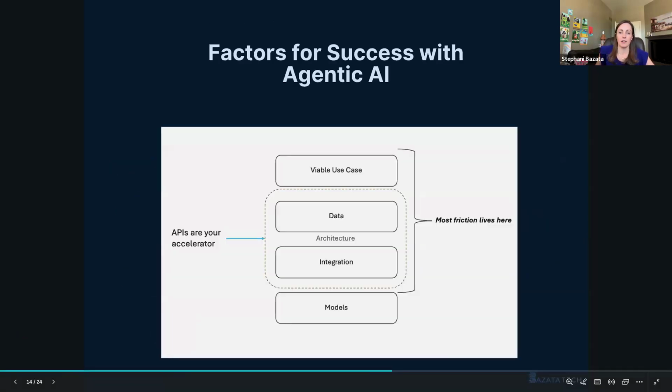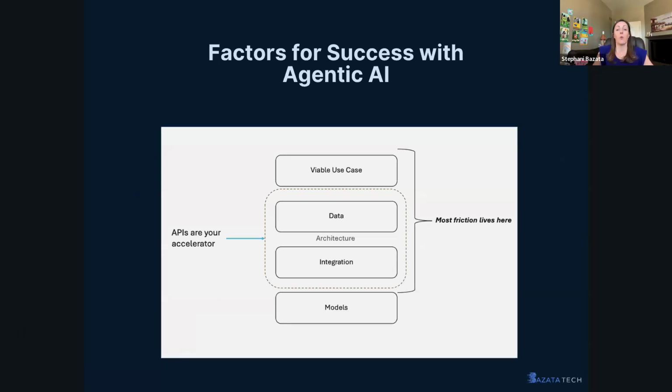Okay, so we spent a fair amount of time talking about why this is so difficult. So let's flip now and talk about what are some factors that we can set ourselves up for success with agentic AI. And if you look at most any AI technology use case, period, you can boil down the factors for success into these 4 buckets.